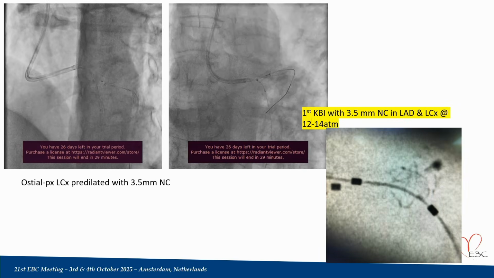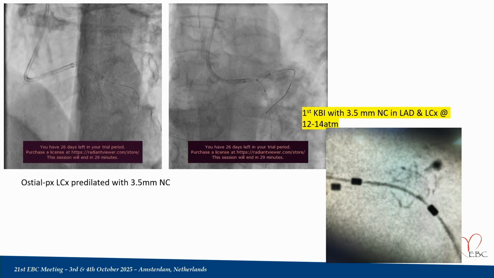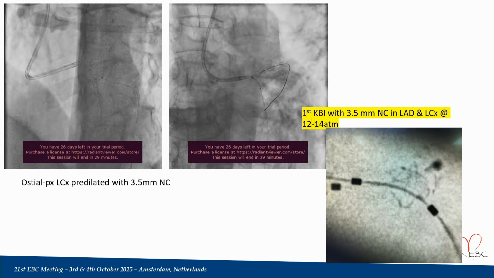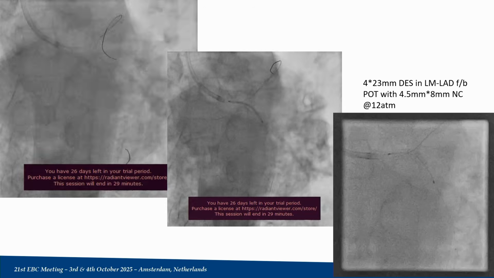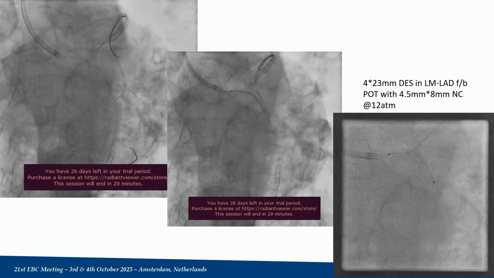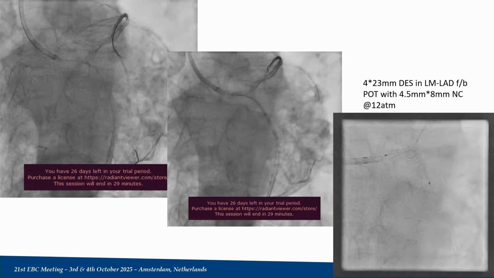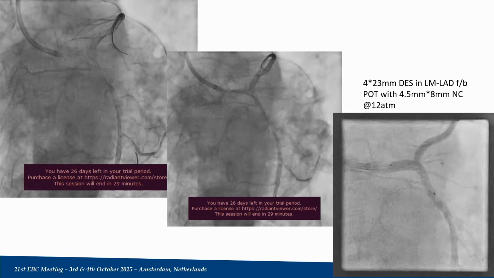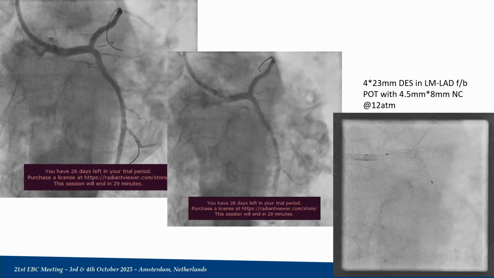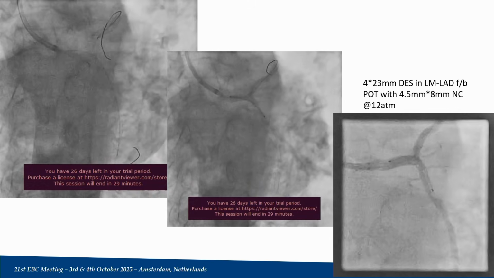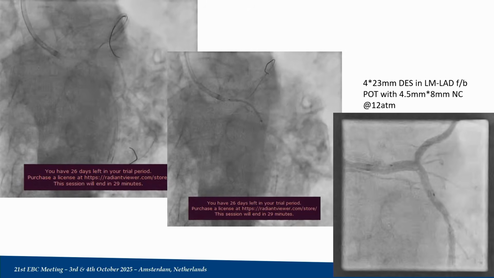And then we did our first kissing balloon inflation with a 3.5 mm NC in LAD and a similar 3.5 mm NC in circumflex at higher pressures. This was followed by a DES from LM to LAD in a stent culotte fashion. And the reason for implanting a DES in circumflex was because already there was a stent overlying the LCX ostia, and thrombus was forming over there because of the disturbed geometry of the left main bifurcation.